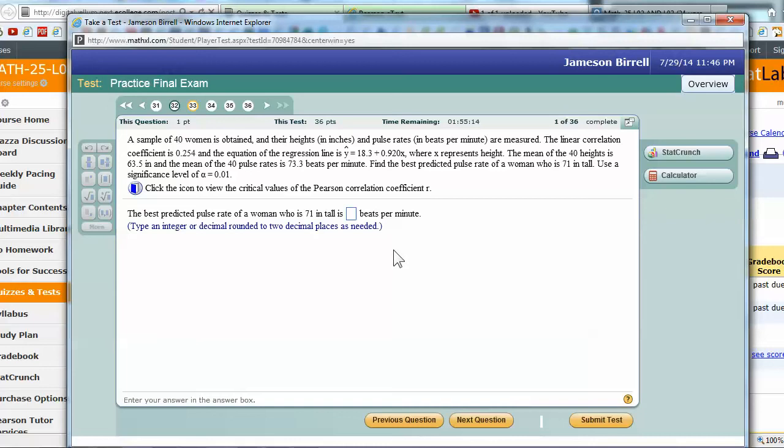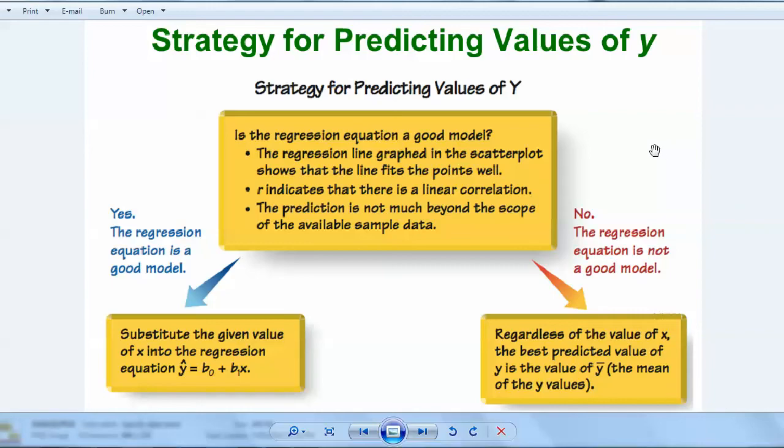So if there isn't correlation, or the pattern wasn't linear, or what's the other one? Let me just go ahead and pull up the PowerPoint that I'm trying to visualize in my mind. So it was this slide right here. The other thing that I haven't thought of is if the prediction is far beyond the scope of the available data, then we have to say that the regression equation is not a good model, and we follow this part of the flow. So we're going to fail this middle bullet, but it could have been that the scatter plot wasn't linear, or that we were beyond the scope of the data.